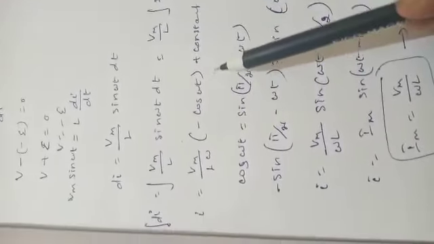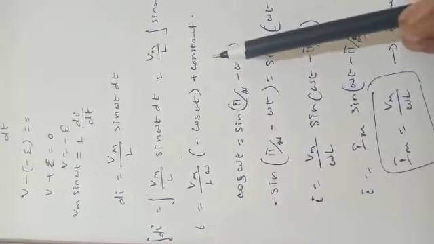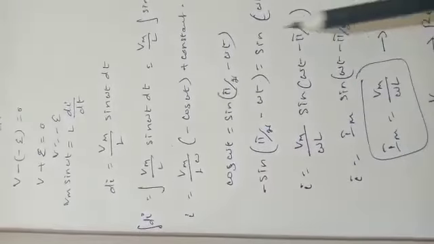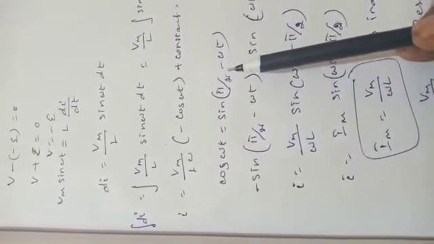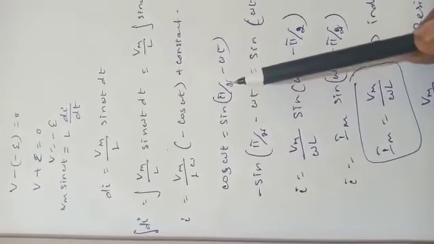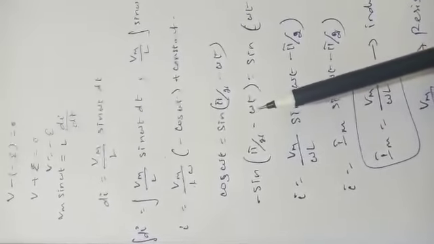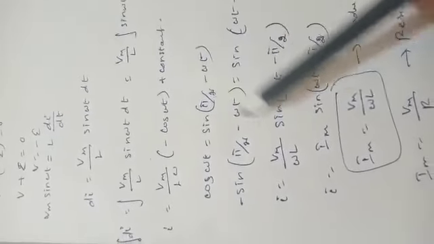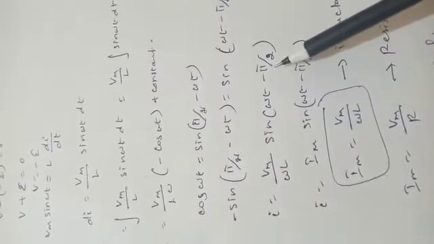The integral of sin omega t is minus cos omega t, plus a constant. Now change cos omega t to sin omega t using this formula: cos omega t is equal to sin of pi by 2 minus omega t. So minus sin of pi by 2 minus omega t is equal to sin of omega t minus pi by 2. So instead of cos omega t, we can write I is equal to Vm by omega L into sin of omega t minus pi by 2.